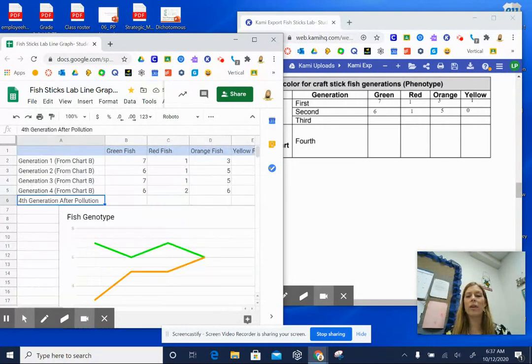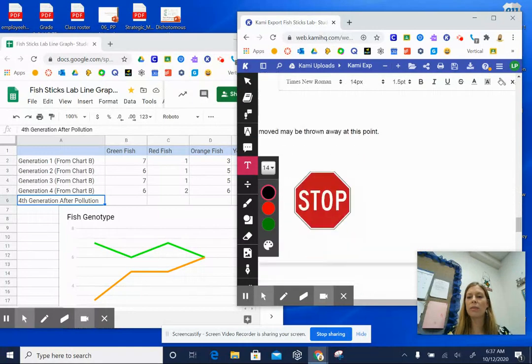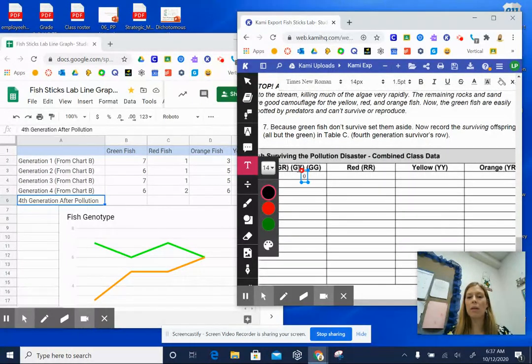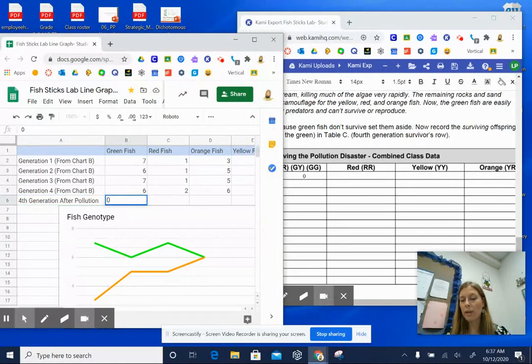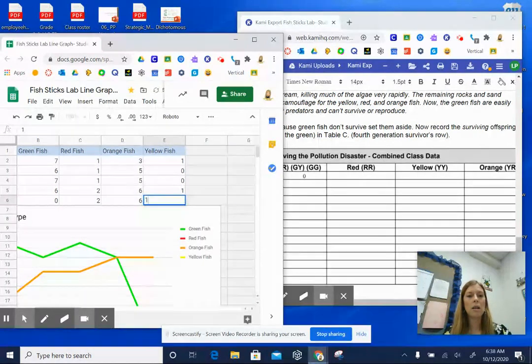Okay, now fourth generation after pollution. That comes from this chart here. And you're just putting your information in. So whatever you put here, everybody should have a 0 for green fish because remember they were all killed out by the pollution. It was carried into the river by runoff. The pollution killed off the algae. The green fish could no longer camouflage themselves to avoid predators. So we had 0 green fish. And then you'll plug in whatever numbers you had here for red, yellow, and orange fish. So I'm just going to plug in some random numbers here. Okay.